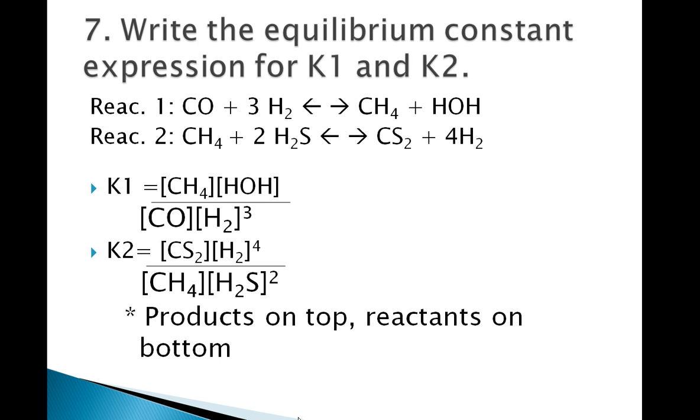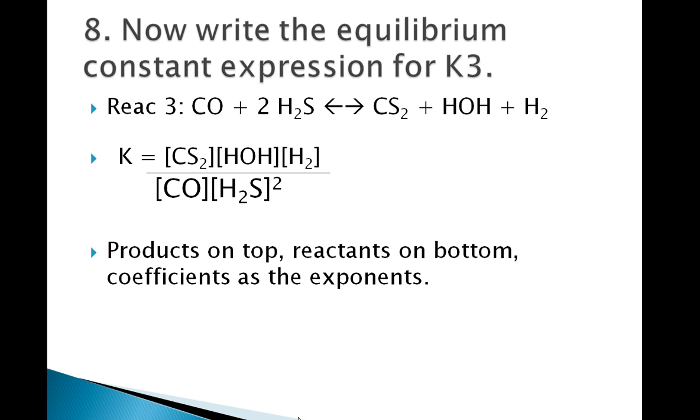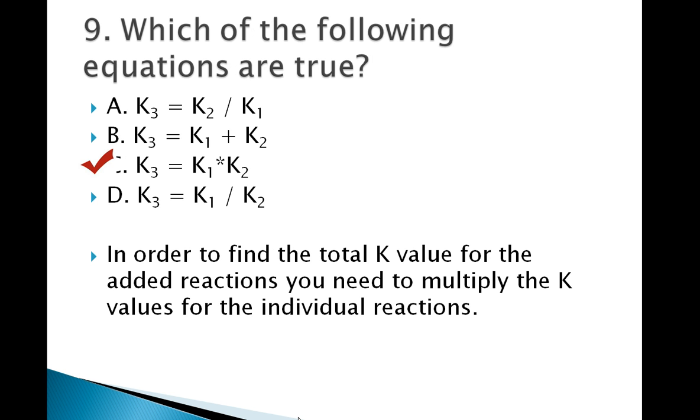To find the equilibrium constant for K1 and K2, you make the fraction that we made in the first problem, with the products going on top and the reactants on the bottom. So you do the exact same thing for K3, reactants on the bottom, products on the top. And the coefficients are used as the exponents. So, in order to find the total K value, you need to multiply the K values for the individual reactions, so C is the correct answer.